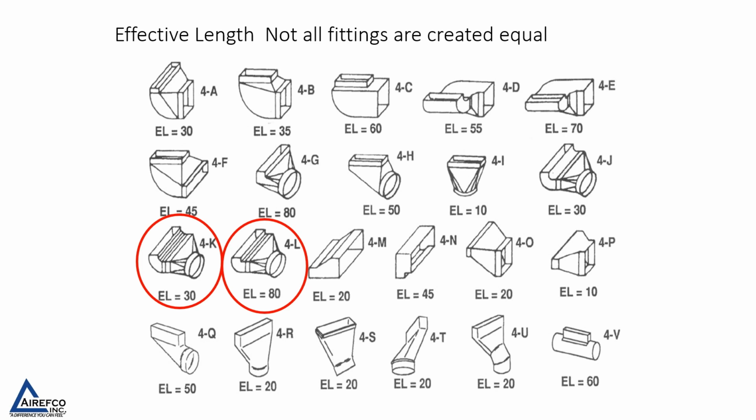Here's another example using a 4K or a 4L. Again, the 4L is an 80-foot equivalent length, and the 4K is a 30. So again, consider your fittings and the equivalent length that they add to your ductwork.